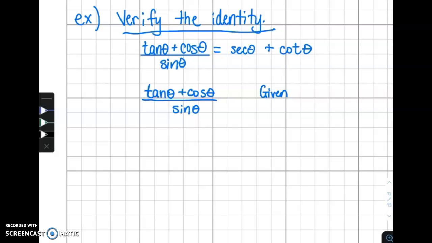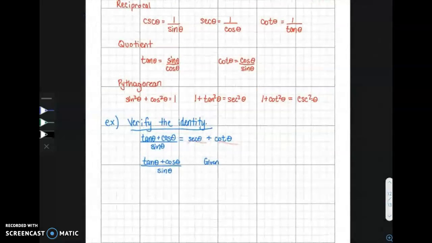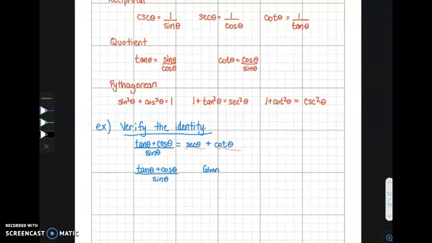I typically will try to change everything into sines and cosines if I can. So the first thing that I'm going to try is changing everything into sines and cosines. Yes, I have secant and cosecant at the end, but typically when you try to change things into secants, cosecants, and cotangents, things get messy and they don't really work out for you. But because in the properties there's so many sines and cosines, things tend to cancel and work out better.